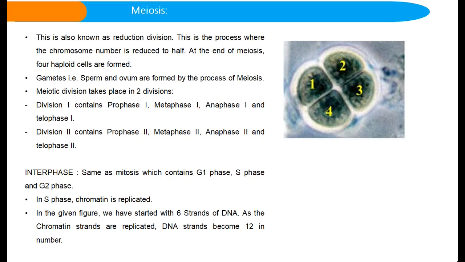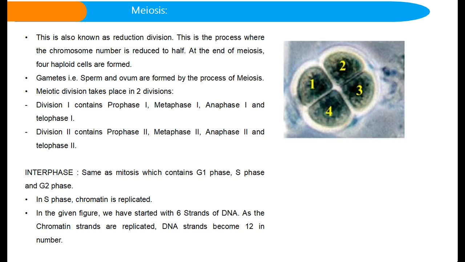Let's enter into our today's topic, meiosis. It is also known as reduction division. This is the process where the chromosomal number is reduced to half. That means at the end of meiosis, 4 haploid cells are formed. In mitosis, we will get 2 daughter cells, but whereas in meiosis, 4 daughter cells are formed, that too haploid number, that means half the number of chromosomes they contain when compared to parent cell.